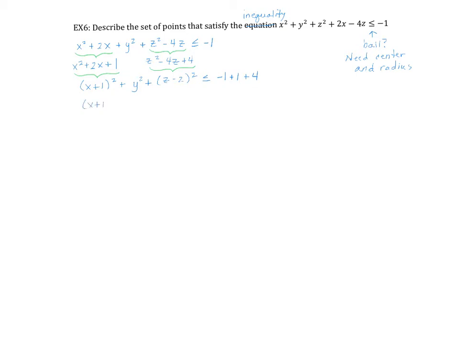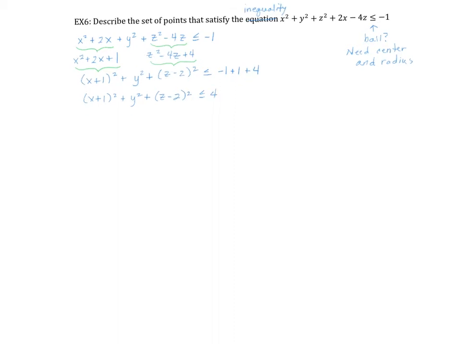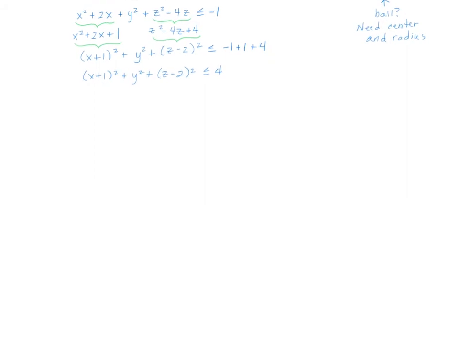This is x plus 1 squared plus y squared plus z minus 2 squared less than or equal to 4. So if I were to describe this, it's a ball with a center of -1, 0, 2, and radius of 2.